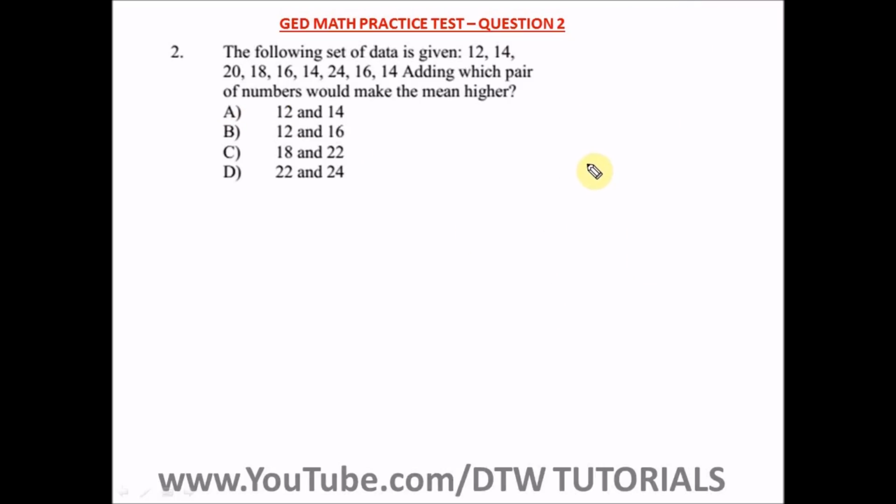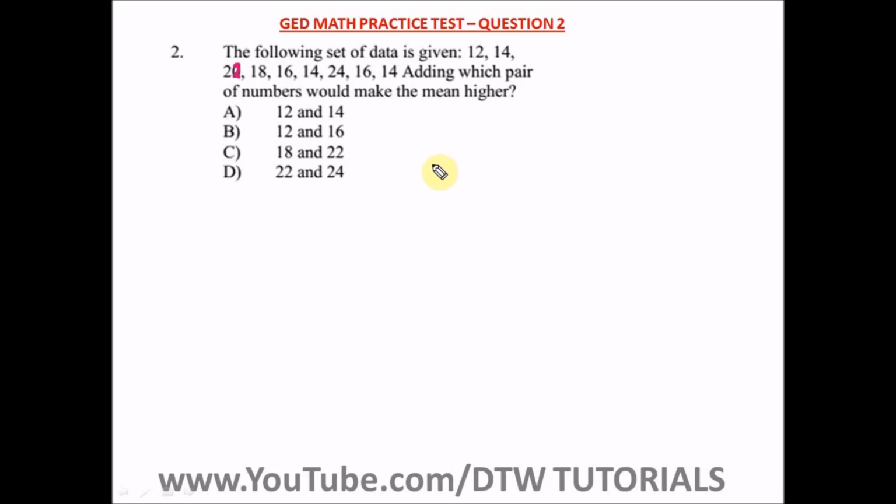Question 2 of our GED math practice test says the following set of data is given. We have 12, 14, 20. There's a typo here, this should be 22. So 12, 14, 22, 18, 16, 14, 24, 16, and 14. The question says adding which pair of numbers would make the mean higher.